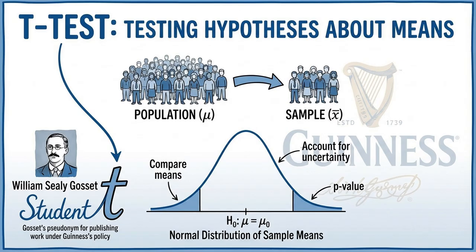So, what exactly is a t-test? Essentially, it's a way to test hypotheses about the mean of a population when you don't know the population's standard deviation. Imagine you want to know if the average height of students at state university is different from a certain value. You take a sample of students and measure their heights. A t-test helps you determine if the average height of your sample is significantly different from that hypothesized value, taking into account the variability in your sample.